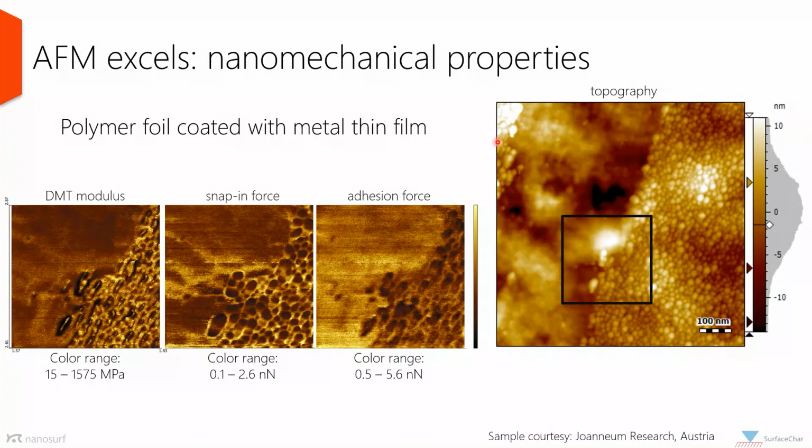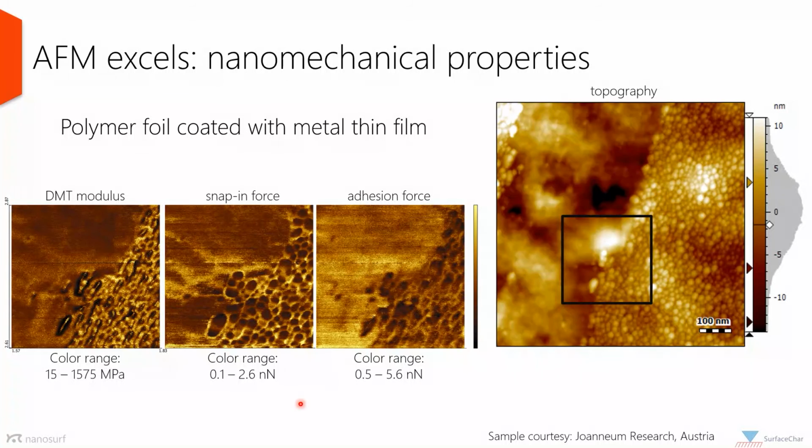Here we took an AFM image initially, and then we selected a certain area of this AFM image in which we perform 256 by 256 force curves, so an area of force curves which provides us with a very high resolution map of the mechanical properties. For example, the surface here is a polymer film with some metal layer on top. So what we see is that the adhesion on the polymer film is higher than on the metal layer.